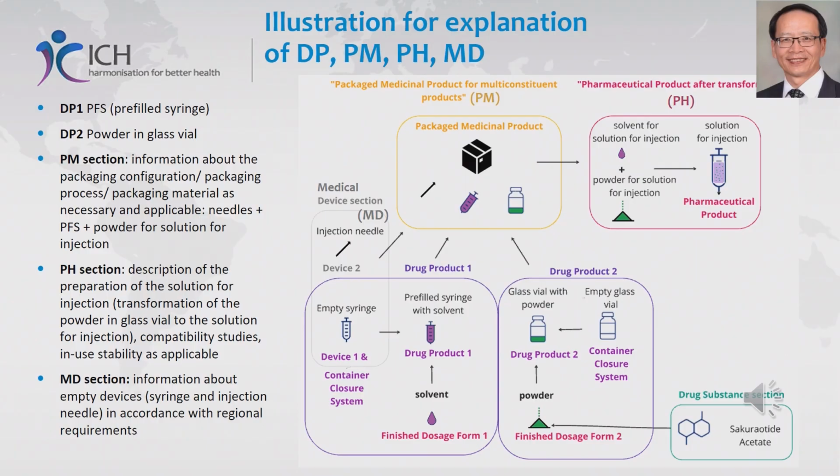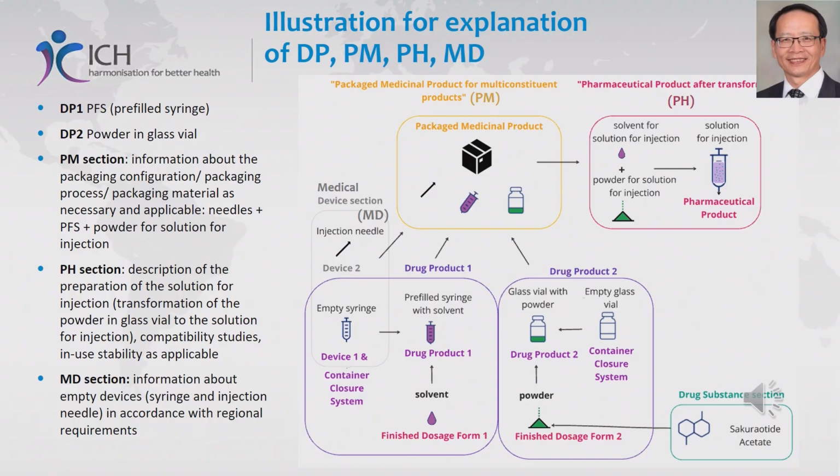This practical example illustrates how the different product categories work together in a real-world scenario. This product consists of product 1, a pre-filled syringe, and product 2, which is powder in a glass vial. And the PM section, which is the packaged medicinal product section, contains the information about packaging configurations, packaging process, and packaging material. So in this case, of course, there are needles, the pre-filled syringes, and the powder for solution for injection.